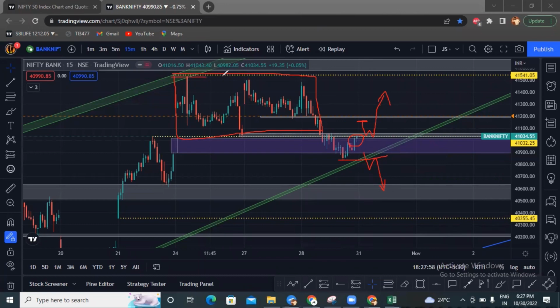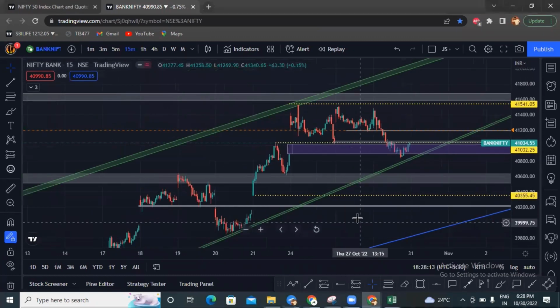We have a very crucial resistance zone at 41,500, which will act as resistance again in the coming days as well. Only on a closing above this level can we expect 41,500 to become a support level. This is the trade plan for both Nifty and Bank Nifty.